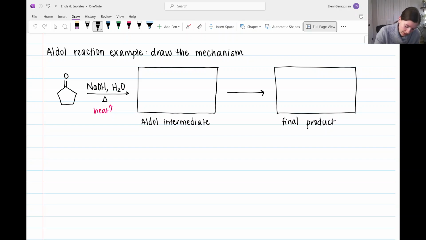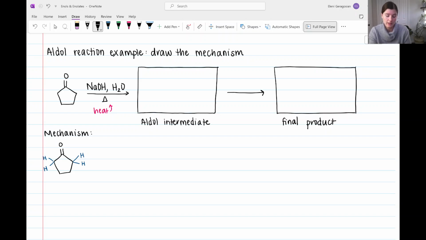So we are starting with a ketone. Let's do mechanism here. Now this is a symmetric ketone. So our first step is forming the enolate. We could take a hydrogen from either side. There are two here and two over here. They are equivalent.